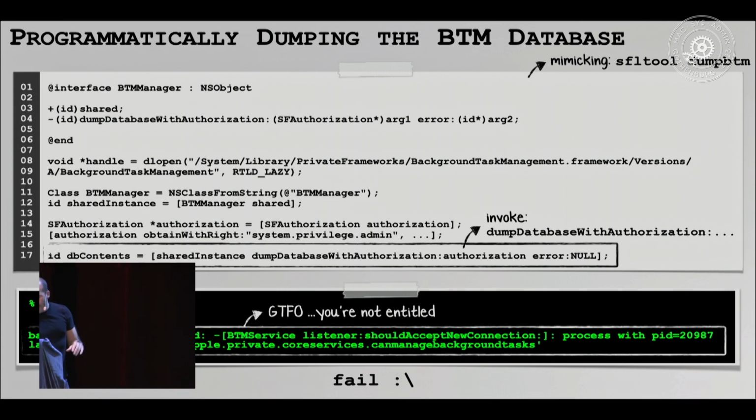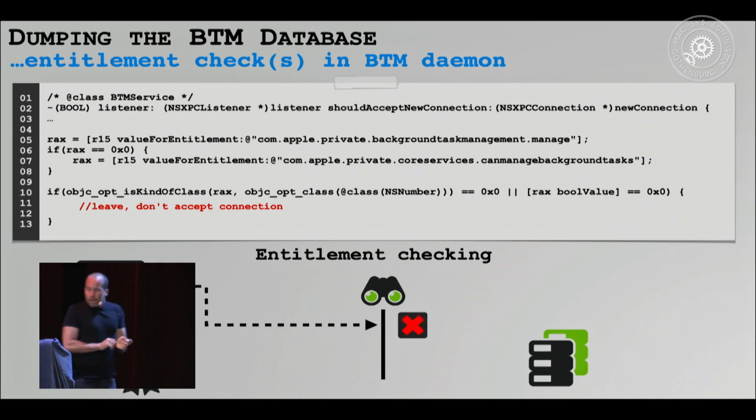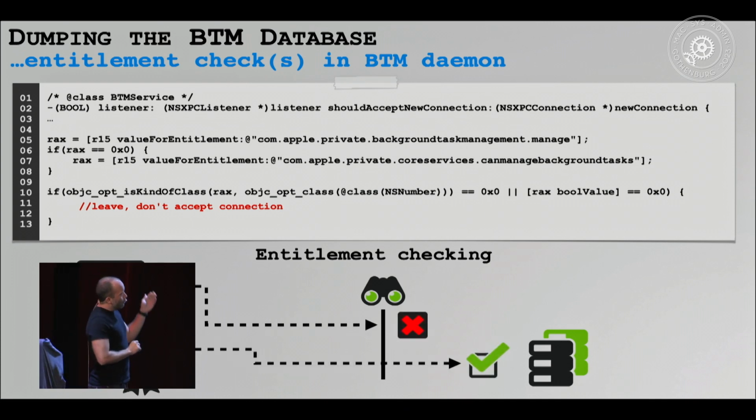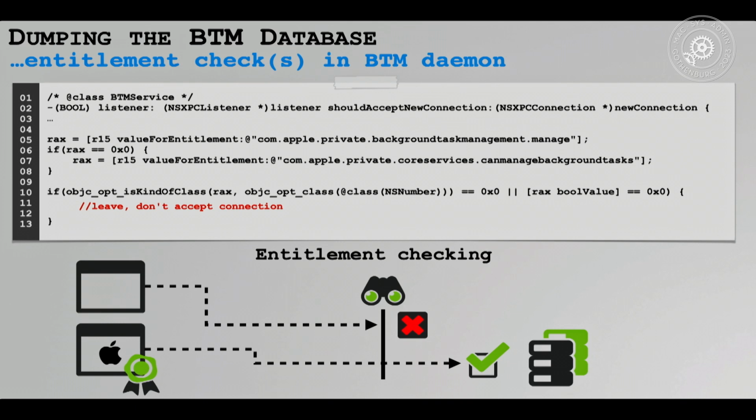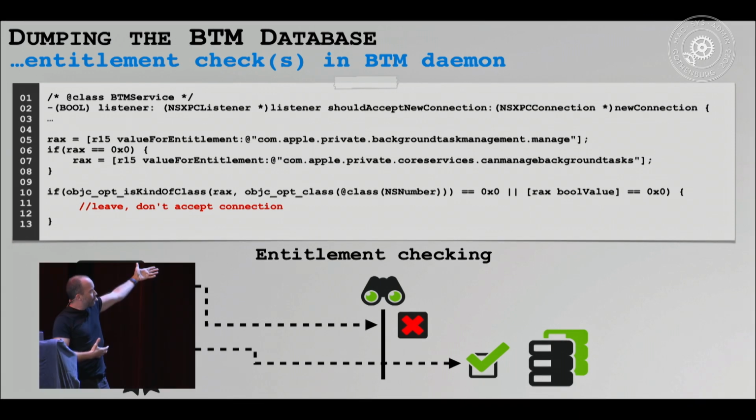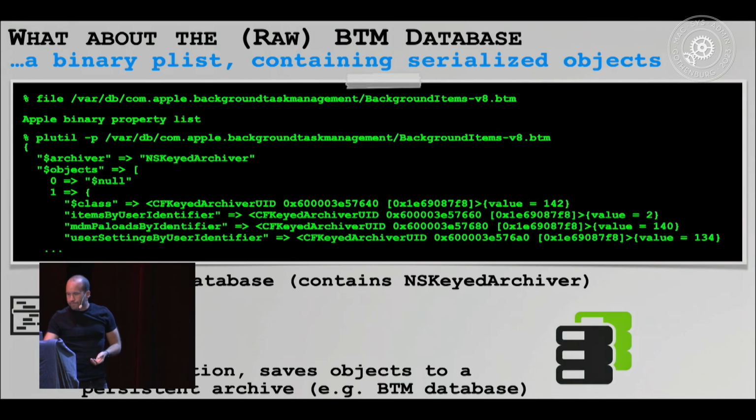So, strike one. And if we look at the code for the background task management daemon, we can see it actually checks for the entitlement. I just wanted to double check that there wasn't a bug in my code. We saw the log message saying I didn't have the right entitlement, but if we look at the binary disassembly from the background task management daemon, we can see it's checking for that. If you don't have that entitlement, it's not going to allow you to connect. It's not going to give you the information you want.